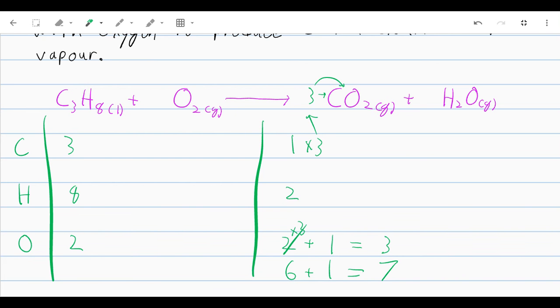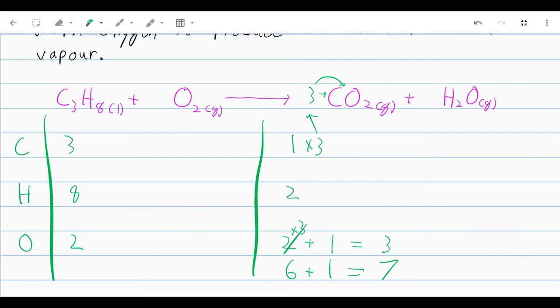Okay, my carbons are balanced out. I want to balance out my hydrogens too. I have 8 hydrogens in my reactants. I have 2 in my products, so I'm going to multiply it by 4. That's going to give us 8 on both sides. Whatever I do down below, I have to do above, and whatever I do to the hydrogen, I also have to do to the oxygen. Same thing with this one.